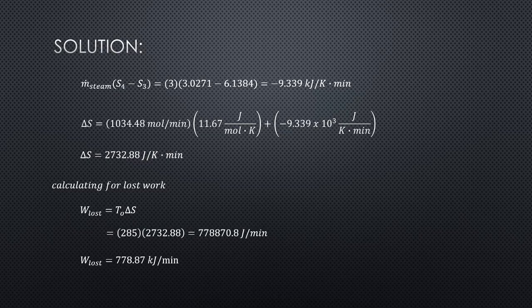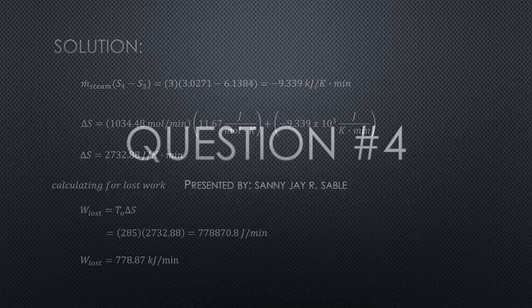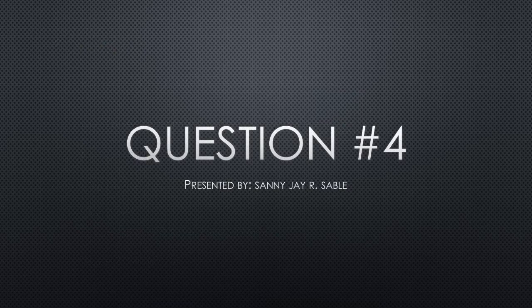And then finally, calculating for lost work, it's just equal to the temperature of the surroundings times the change of entropy of the universe, and then finally we get 778.87 kilojoules per minute, and that is the lost work. Question number 4 of the problem set.